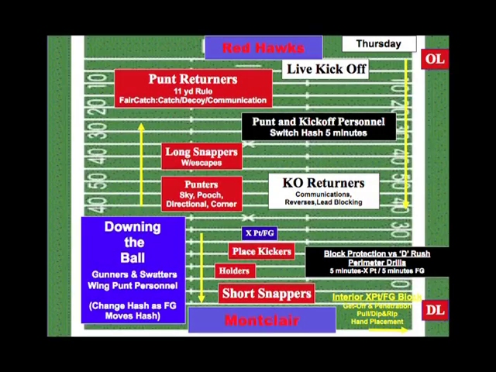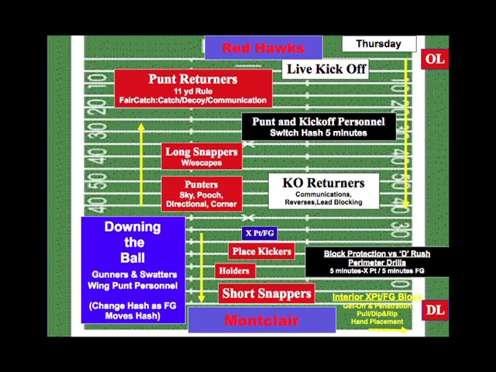On Thursday, you notice now the punters have moved to the opposite hash to work on their directional kicks to the left. You notice our kickoff return people have worked to their right. Again, we can be working on the 11-yard rule with our punt returners, but what we usually do also is our north-south drill, where we have a returner bearing down on them directly from the beginning. The reason why we do it on Thursday is because we don't have the gunners coming.